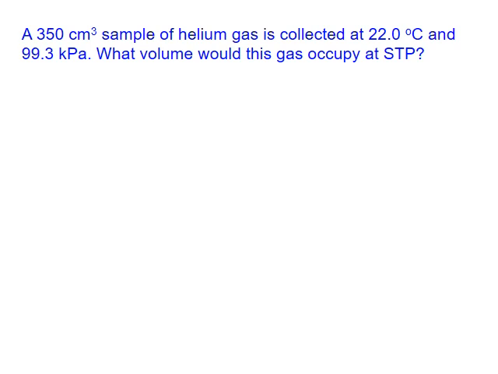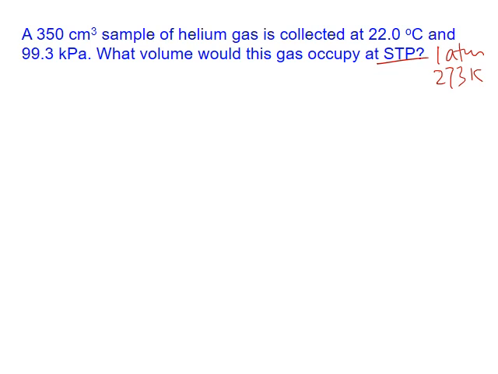Here's a simple question. A 350 cubic centimeter sample of helium gas is collected at 22 Celsius and 99.3 kilopascal. What volume would this gas occupy at the standard temperature and pressure? Now, standard temperature pressure refers to 1 atmosphere and 273 Kelvin. So this question is about the same gas but at a different state.